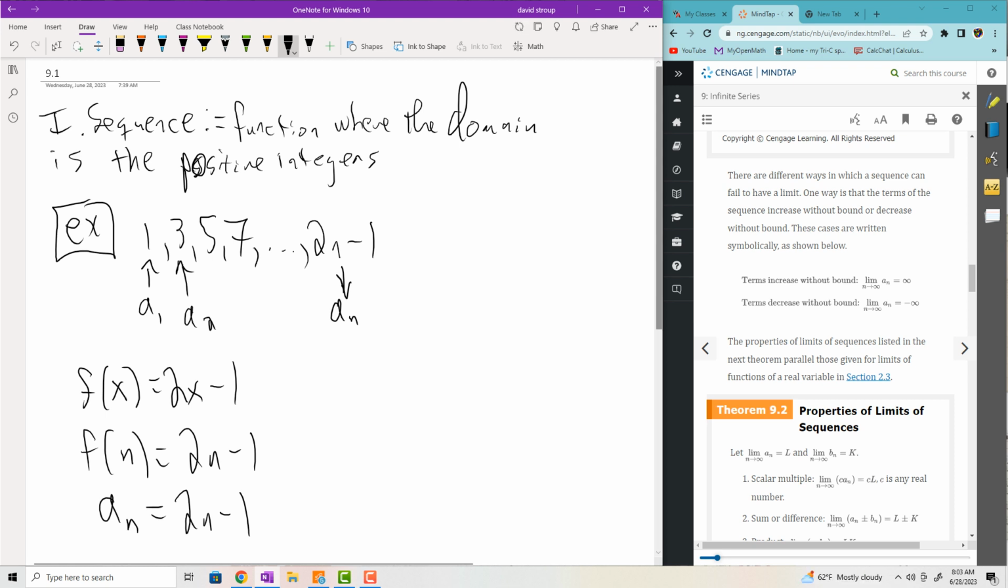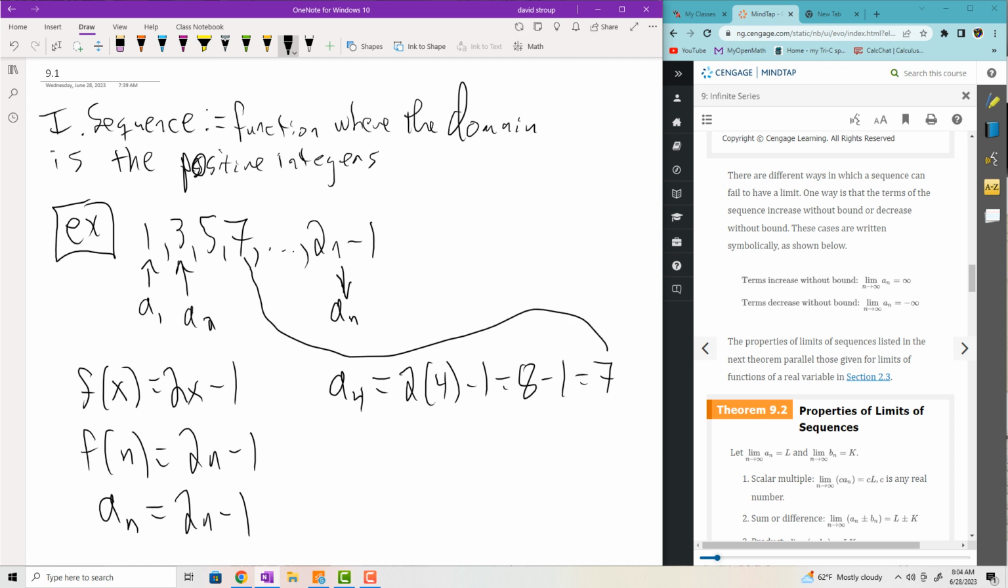Okay, so for example, a sub 4, to figure that out, you can use the nth term formula and just plug 4 in for n. So you get 2 times 4 minus 1. That's 8 minus 1, which is 7, which of course is sitting right there.